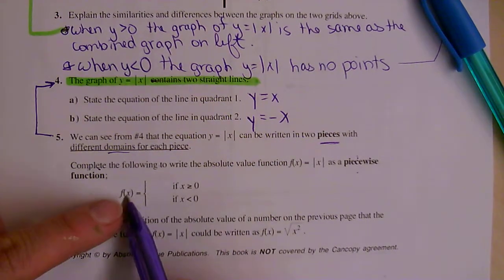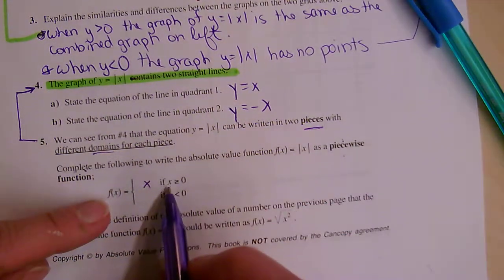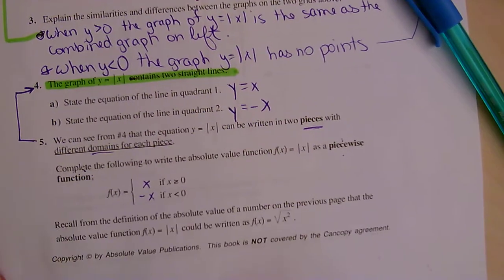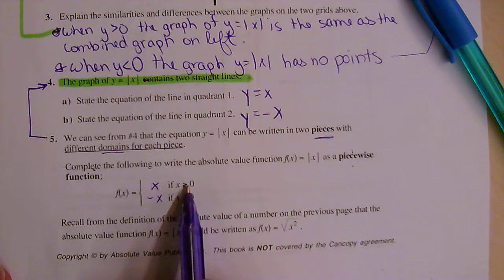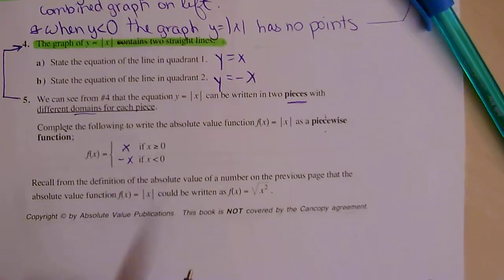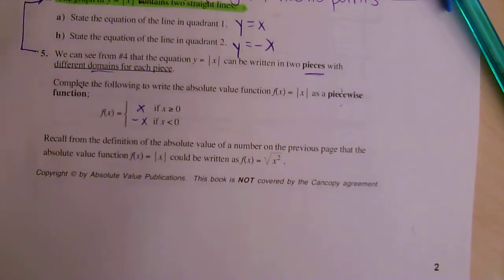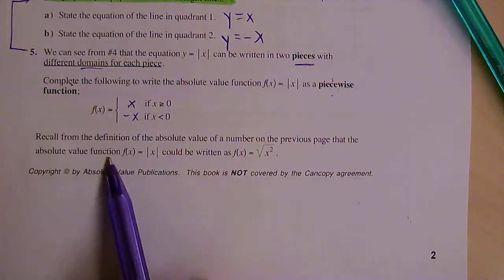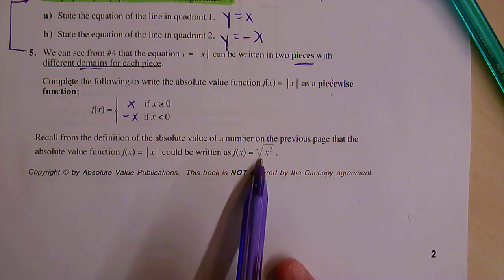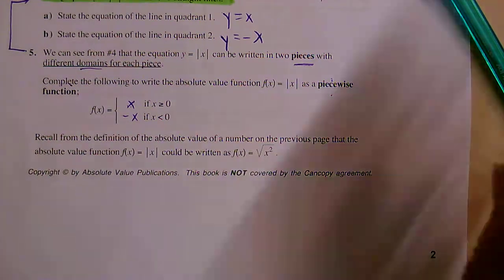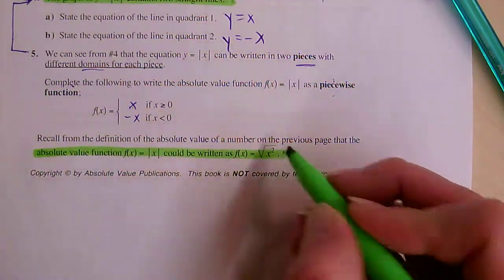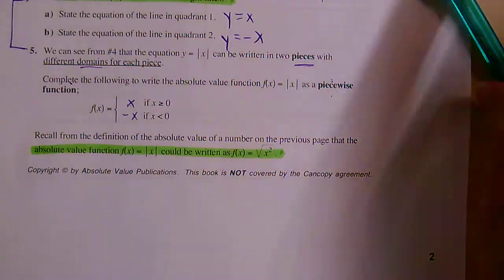So complete the following to write the absolute value function as a piecewise function. Piecewise function just has to do with the fact that we're breaking it up into two. So f of x is equal to x if x is greater than or equal to 0, and it's equal to negative x if x is less than 0. Note that we put the positive x with the equal to 0. And then recall from the definition of the absolute value of a number on that first page that the absolute value function could also be written as the square root of x squared. I'm going to highlight that. The absolute value can be written like that.